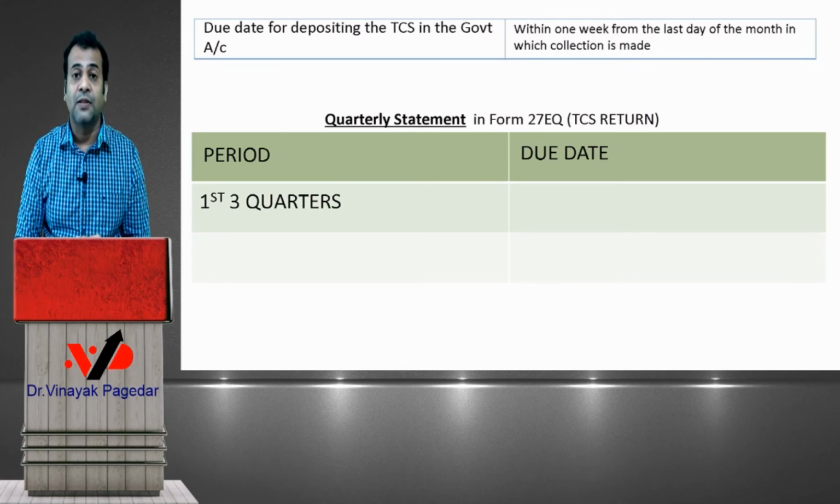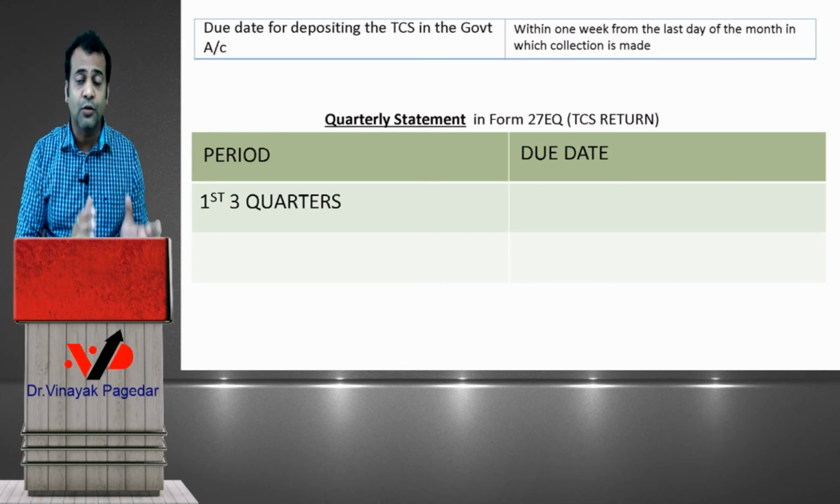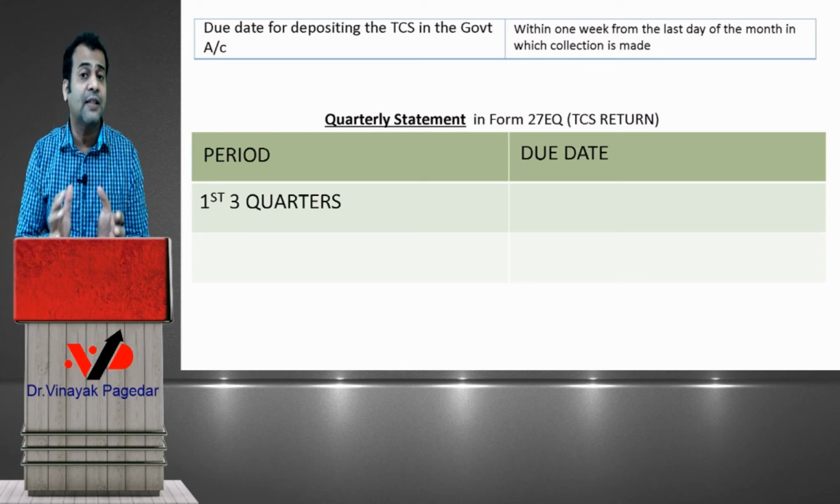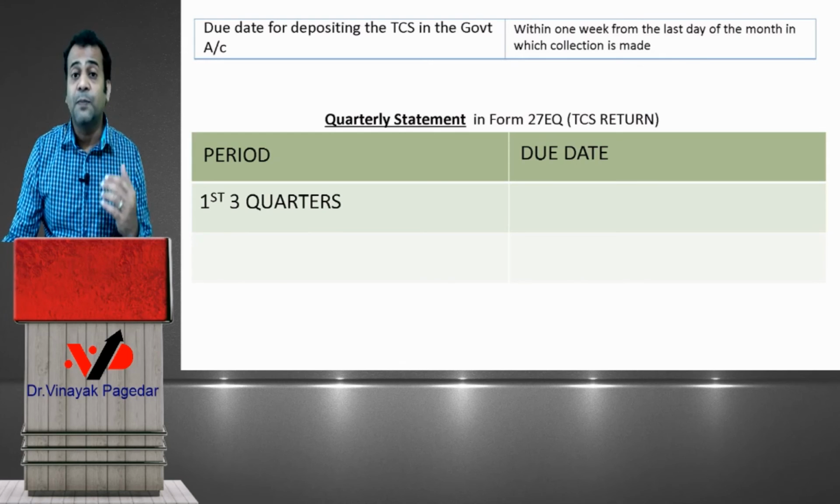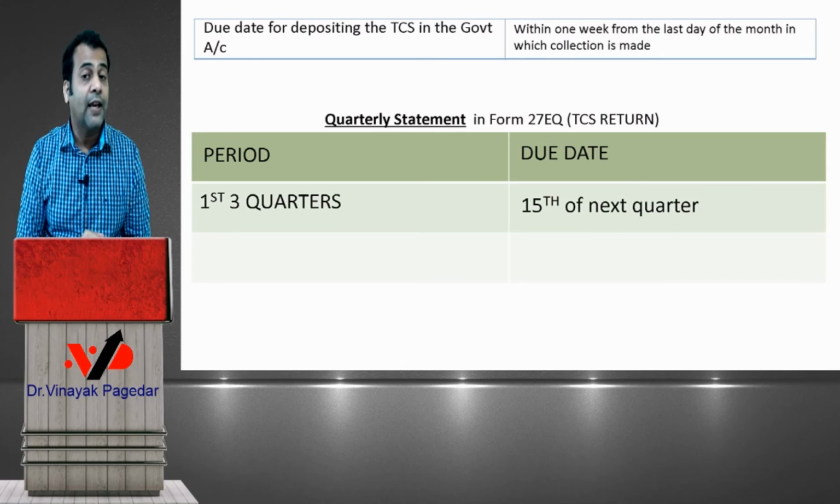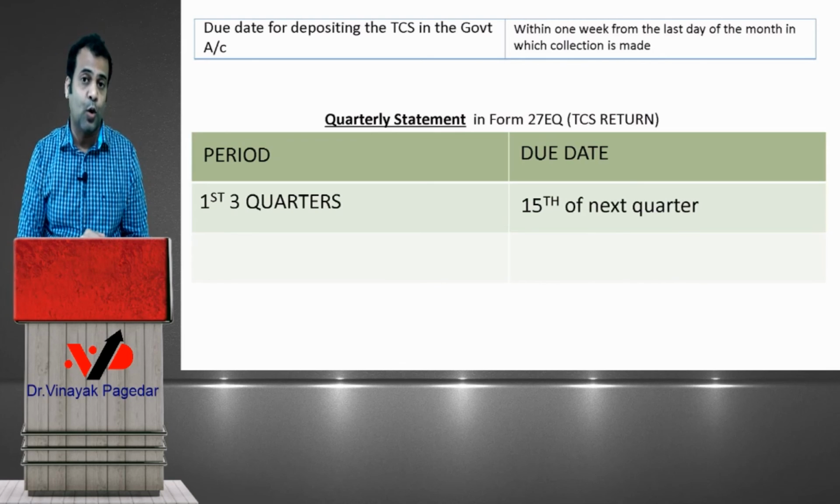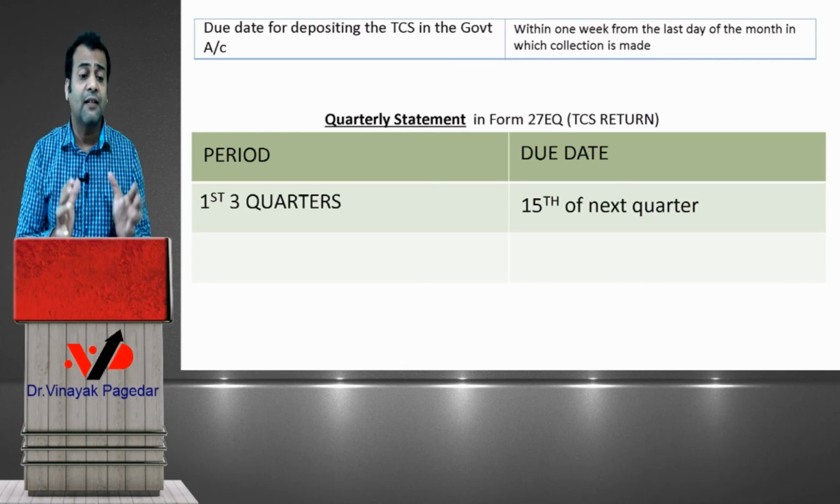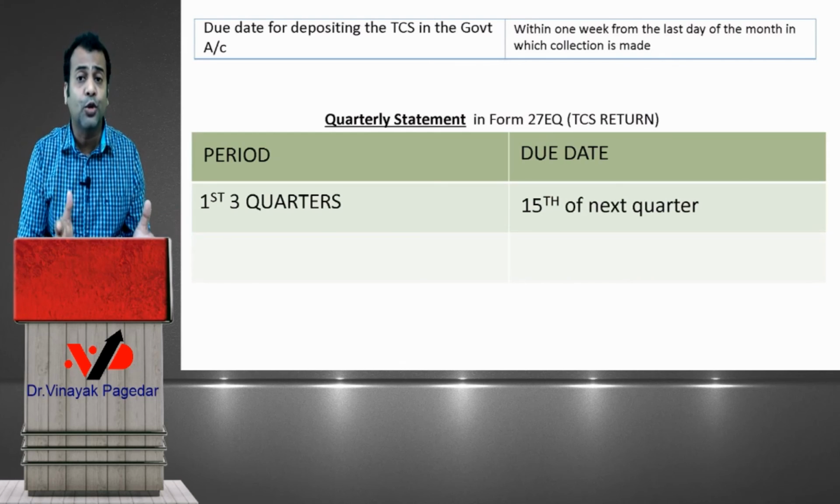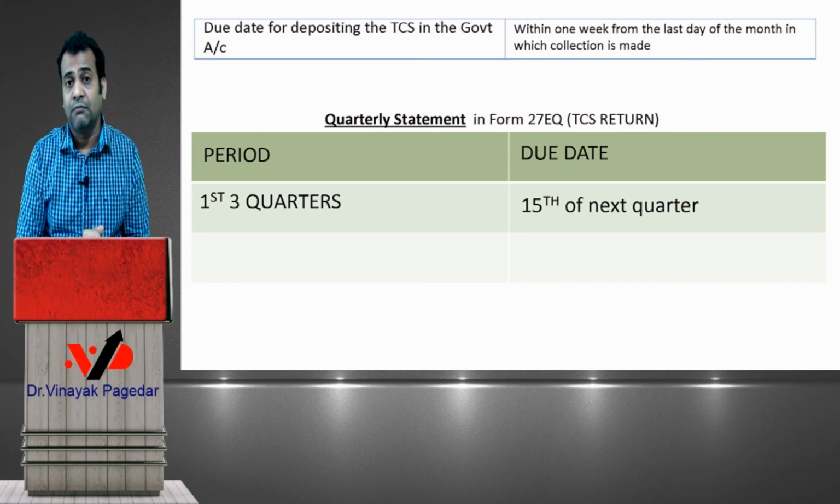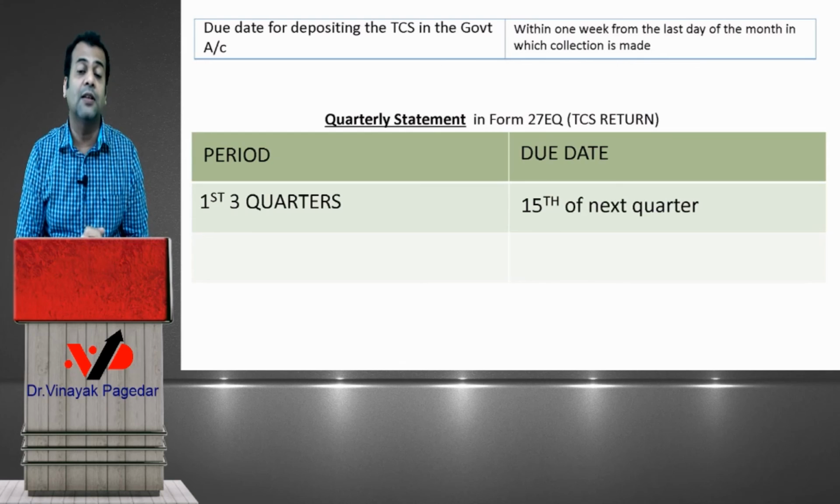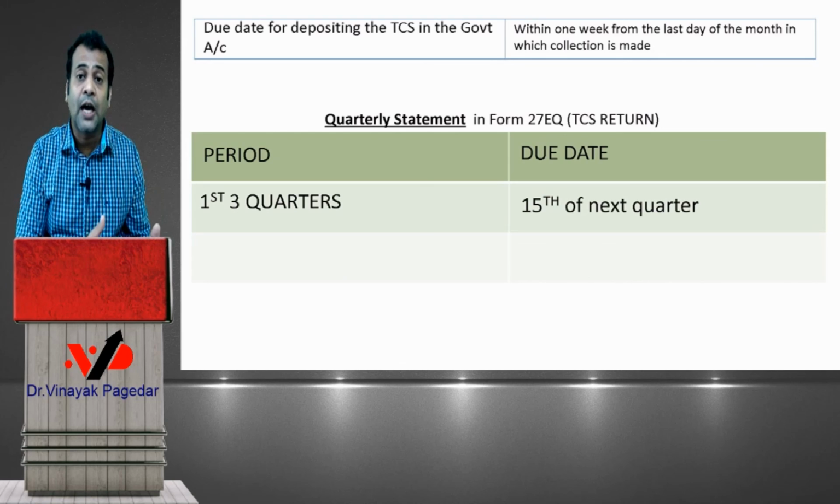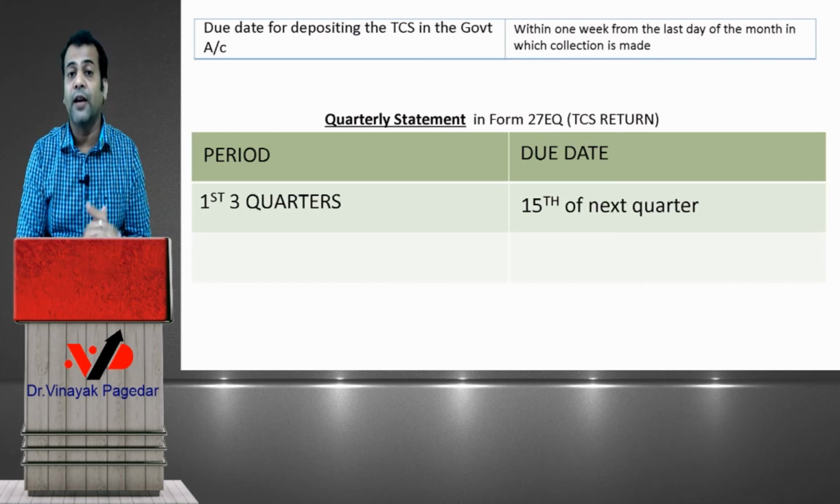Remember, for the first 3 quarters, April to June is the first quarter, July to September is the second quarter, October to December is the third quarter. For these particular quarters, the due date of filing the TCS return is the 15th of the next month after the quarter. Very, very simple. If you have made the deposits in the quarter from April to June, then the due date for filing the TCS return is 15th of July. For the quarter from July, August, September, the due date for filing the TCS return is 15th of October.